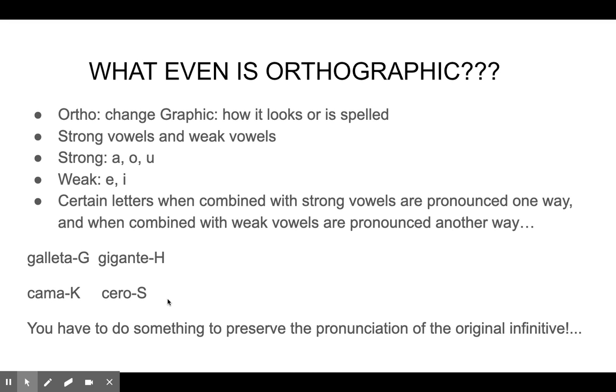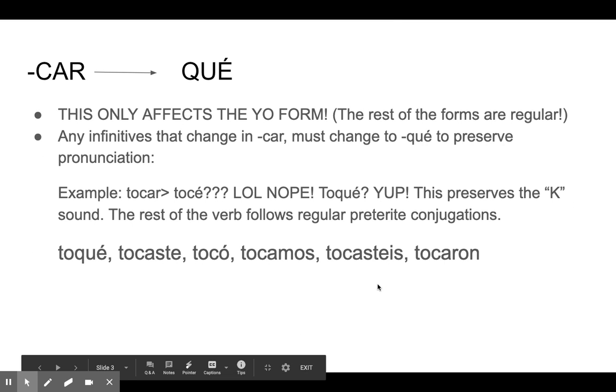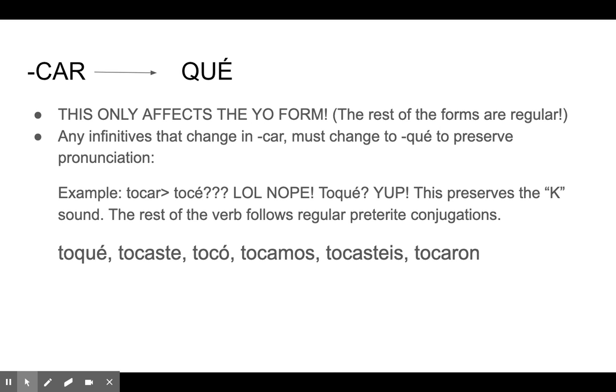Same with cama and cero. You have to do something in order to preserve the pronunciation of the original infinitive. For example, if you have tocar, you have to be able to do something to preserve the pronunciation. So CAR changes to QUE, que. This only affects the yo form. The rest of the verb is totally normal. It follows a regular pattern. Any infinitives that end in CAR must change to QUE to preserve the pronunciation.